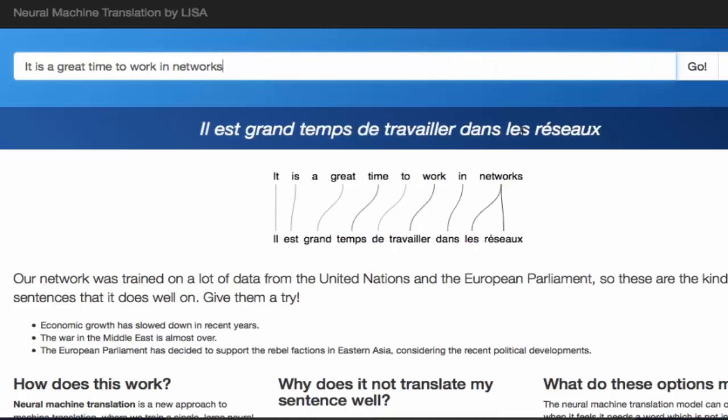I don't know French, so I'm not sure if that's a good translation. So let's not do this. Okay, let's stop with the previous.